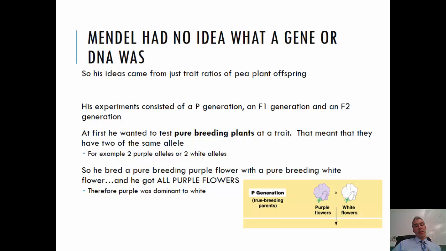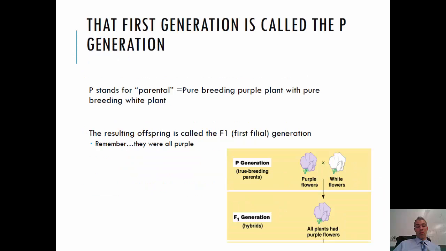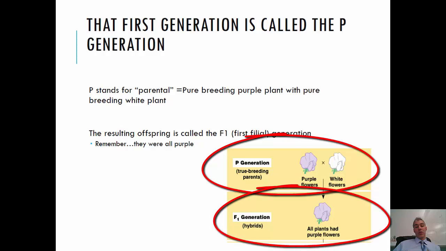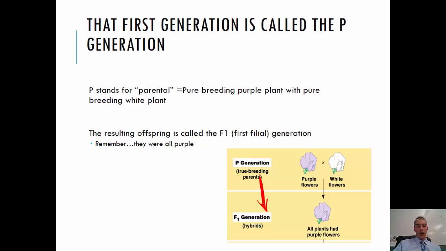So when he bred the 2 together, he found that the next generation, which we're going to call the F1 generation, or the filial 1 generation, every single flower was purple. So he concluded that purple was dominant to white, because when you cross purple and white, you got all purple flowers. So as I said, P stands for parental, and the F1 generation was the result of the mating of the P generation individuals. Those are all hybrids. They are all heterozygous. Now, he figured this out after the fact, but notice how all of the plants were purple in the F1.